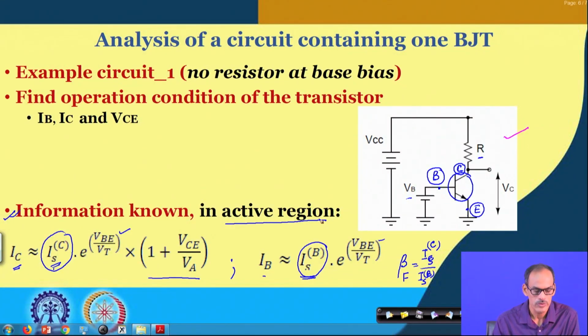In this problem, we need to find the operating point, or operating condition, of the transistor. The base voltage is anyway given, so the remaining things are the base terminal current, the collector terminal current, and the collector to emitter voltage, or directly the collector voltage, as the emitter is connected to ground. That is what we need to find, and we will see the procedure to find these three: the base terminal current, collector terminal current, and collector to emitter voltage.